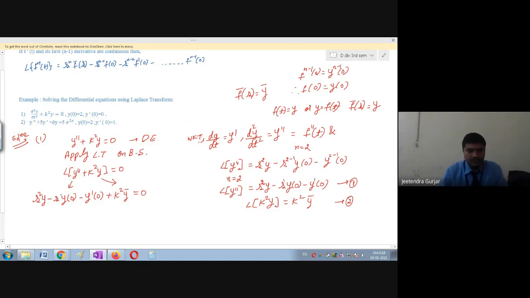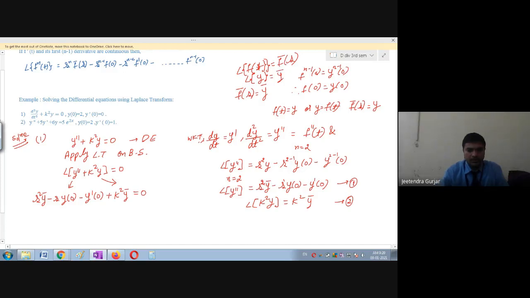So here, the Laplace transform of y is y dash. Please remember this, students. The Laplace transform of f of t will become f dash of s. Similarly, the Laplace transform of y will be y dash.